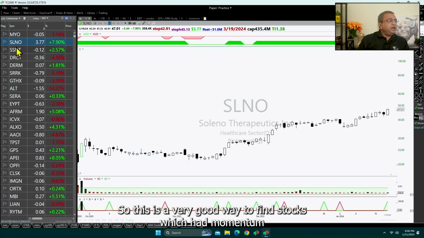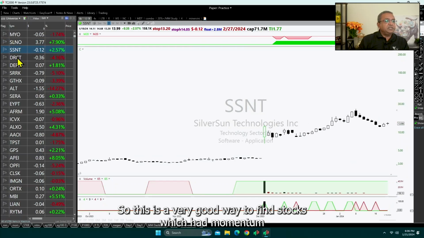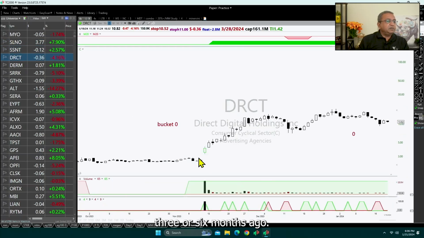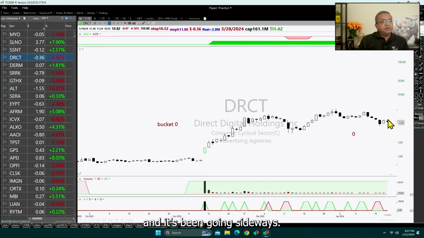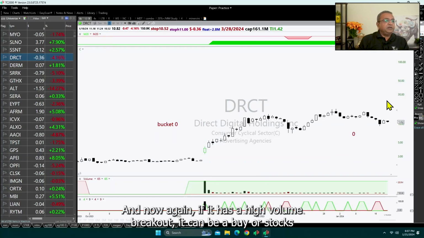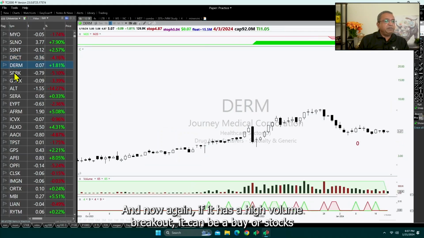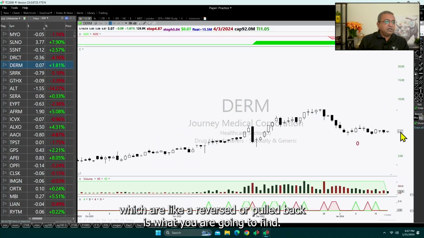So this is a very good way to find stocks which had momentum 3 or 6 months ago. Here is a good example of a stock which had a lot of momentum and has been going sideways, and now again if it has a high volume breakout it can be a buy. Or, in stocks which have reversed or pulled back, that is what you are going to find.